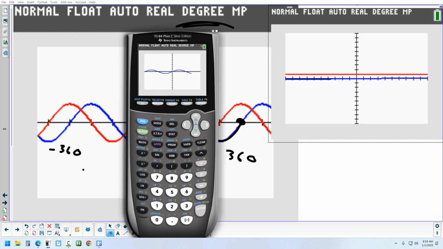It's kind of squished because you're still looking at negative 10 to 10 on the y, and the graph only goes negative 1 to 1. So you want to zoom in a little bit more. That's why I usually do zoom 7. Zoom 7 is a good starting point when you're graphing something that has a trig function.